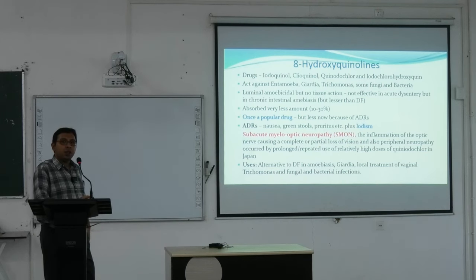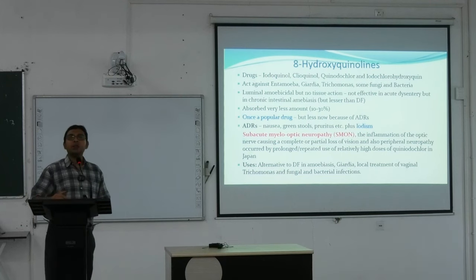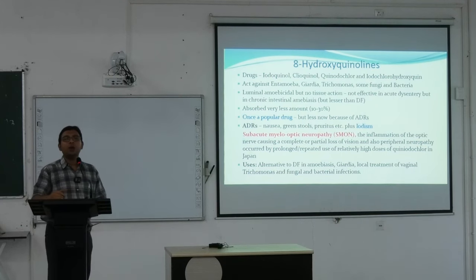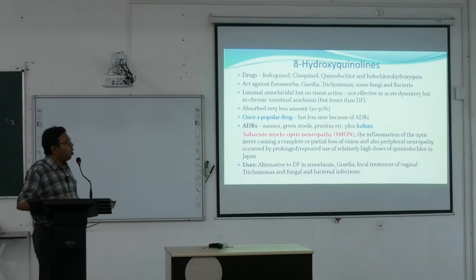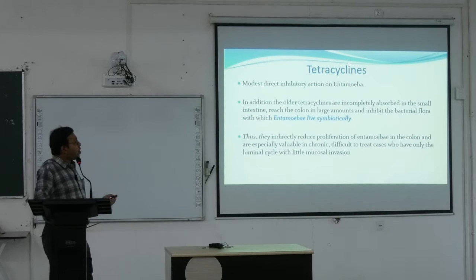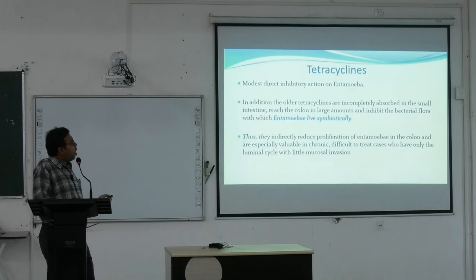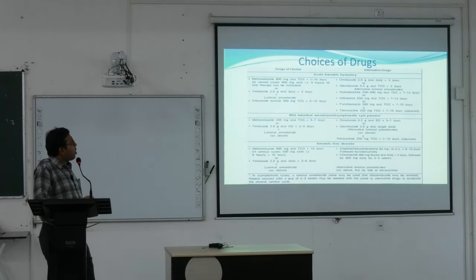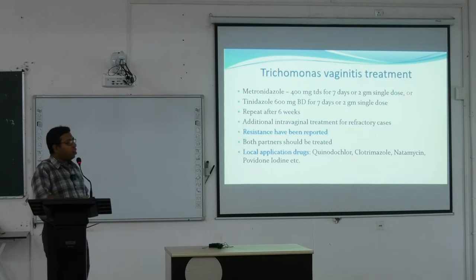And even if it is used, it should be given for the minimum amount of time. Because if it is given for a larger amount of time, in large doses, that leads to subacute myelo-optic neuropathy. This is important. Why it is less used? Tetracyclines is an antibiotic. This is also used. Mainly it is used for the Entamoeba infections because they have inhibitory action on the Entamoeba. Details are not required. Choices of the drug, the same thing, the different types of the imidazoles.